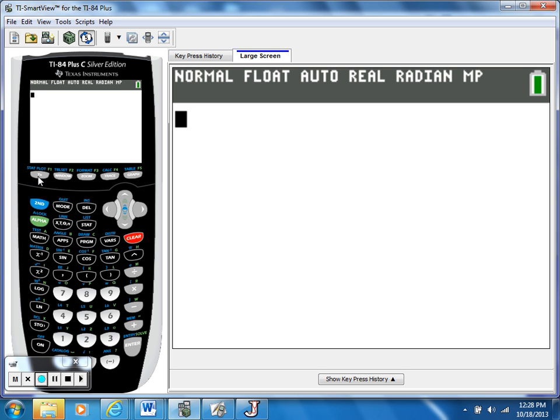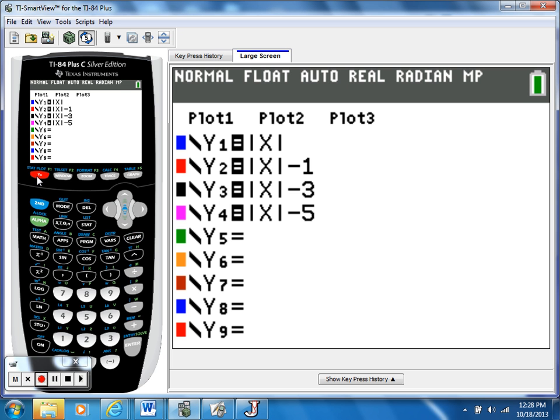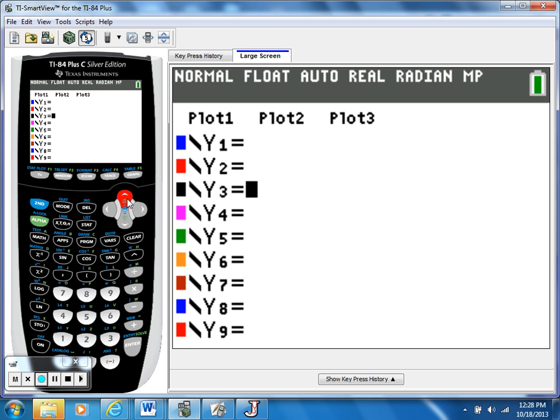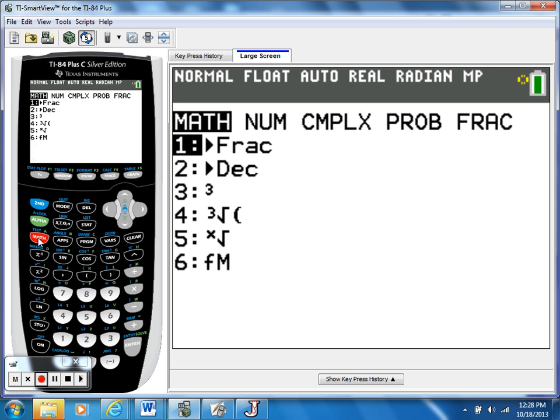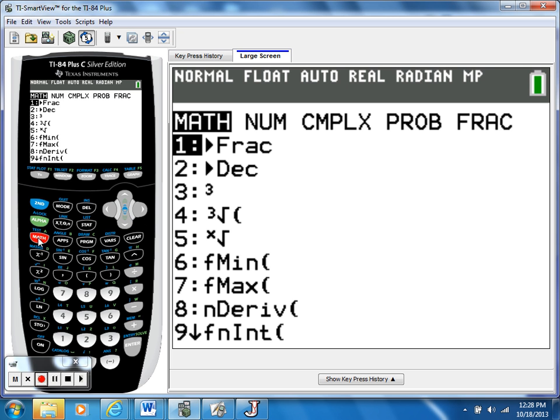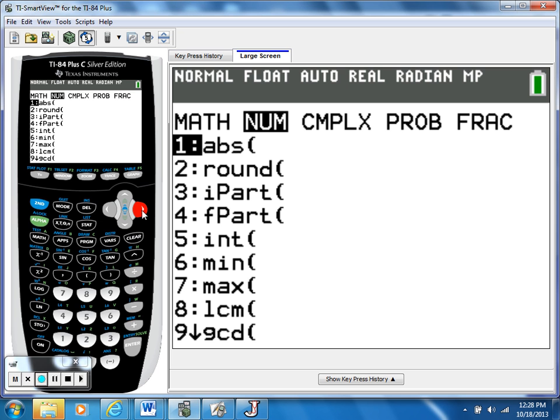And now I'm going to go to my y equals. And if there's anything in there, go ahead and clear out everything that's in there. And then go back up to y1. Because I want to show you how to put those absolute values in your calculator. Now, what you do first is you go to Math, over to Num, and the very top one, ABS, actually is absolute value. So I'm going to click enter.